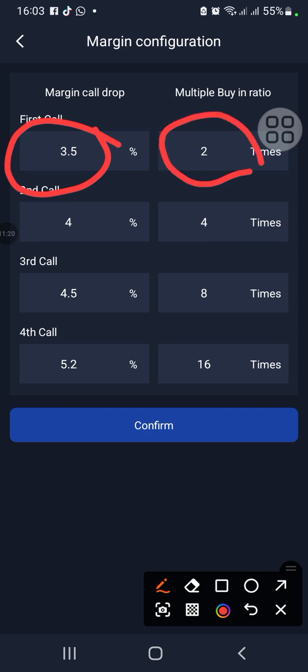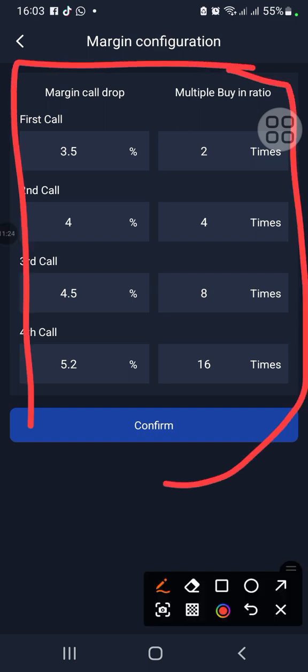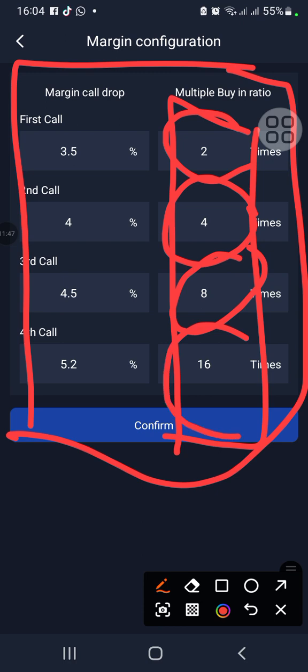Okay, so when we try to look at this strategy here, we are going to realize that this is a double up strategy. What makes it a double up strategy is the fact that the previous buy is doubled on the next buy. Just like that.